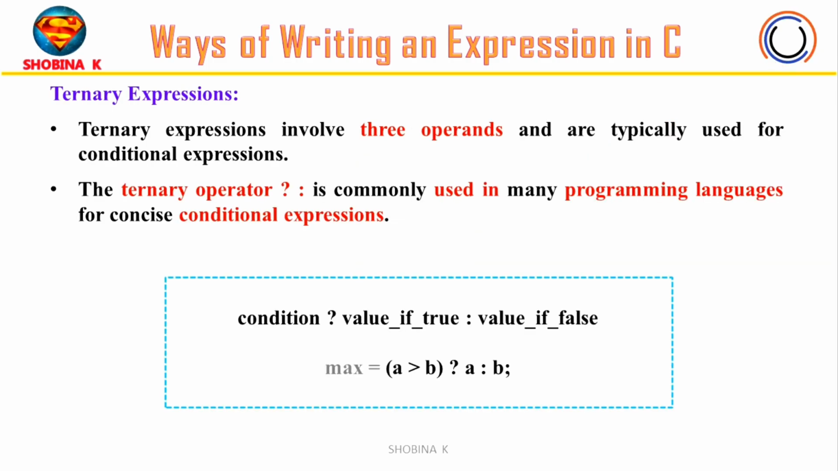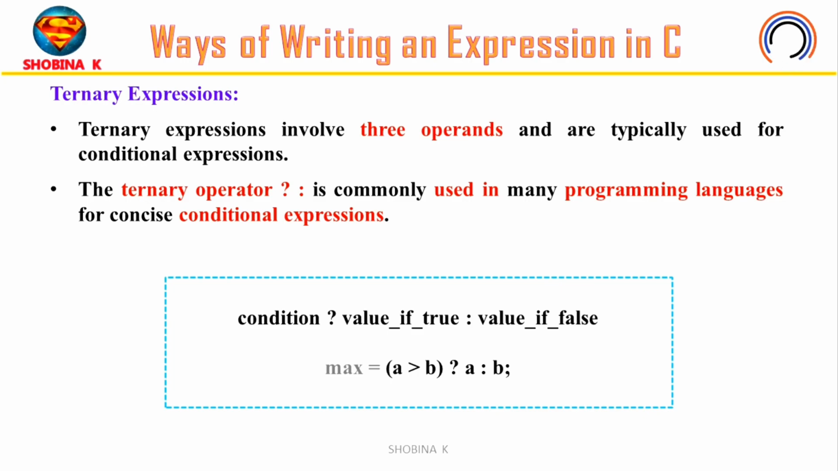Ternary expressions have three operands and are typically used for conditional expressions. The ternary operator is used to create conditional expressions in programming languages. The first expression is the syntax for a ternary expression. It says if condition is true, then return value if true, else return value if false.